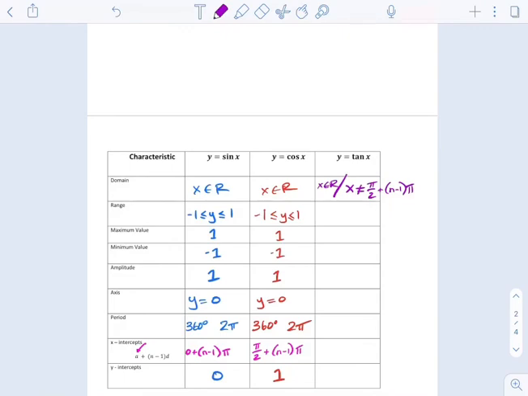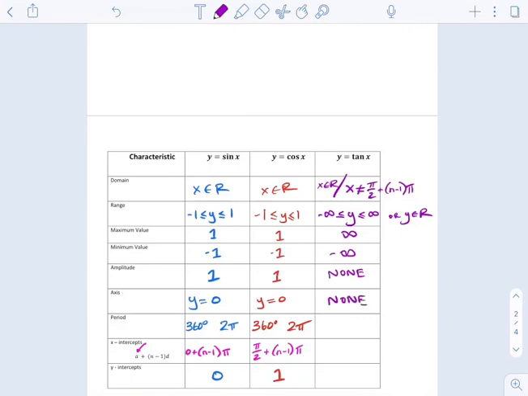So what's the range of this one? Well, we know it goes all the way down from negative infinity to positive infinity because it has those vertical asymptotes. So you could say y is an element of the real numbers. Either or. Both are the same. Maximum value, well, there is none. It goes all the way up to infinity. Minimum value, well, it goes all the way down to negative infinity, so there's not one. Amplitude doesn't apply because it's not a wave. Equation of the axis does not apply because it's not a wave.